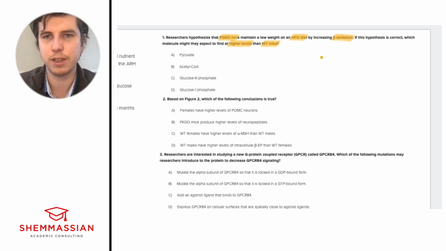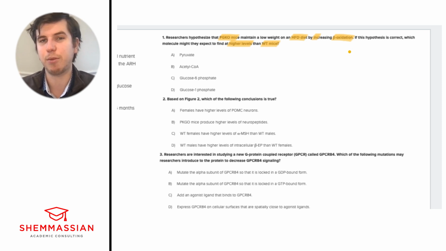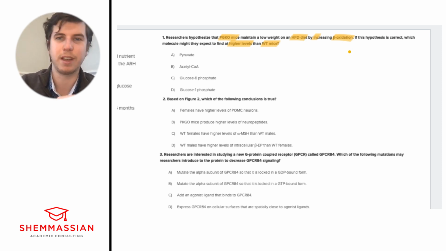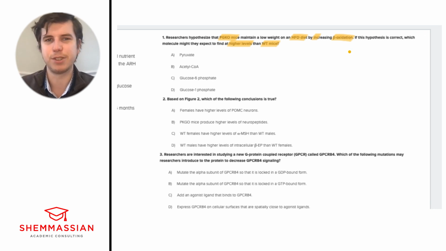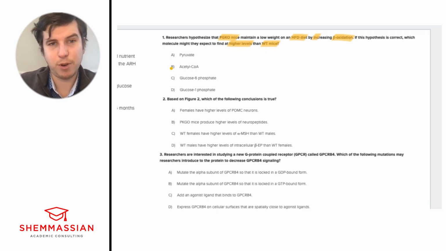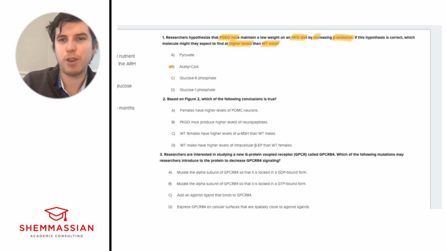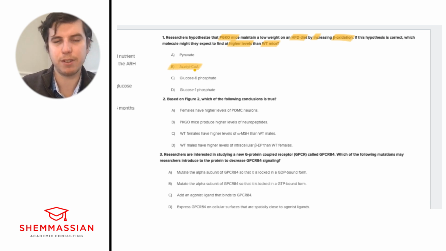So if we increased beta oxidation, that means we're taking our fatty acids and producing acetyl-CoA to get transferred into our citric acid cycle to generate energy to maintain that low weight. Okay, so let's look for that. Pretty straightforward right away. We see the product of beta oxidation, acetyl-CoA. But let's talk through the other answers and make sure that they're not correct, just for the sake of practice.